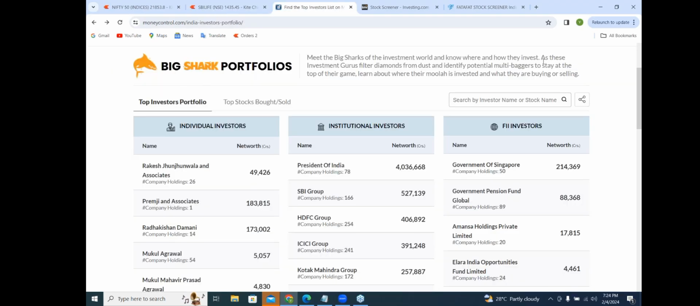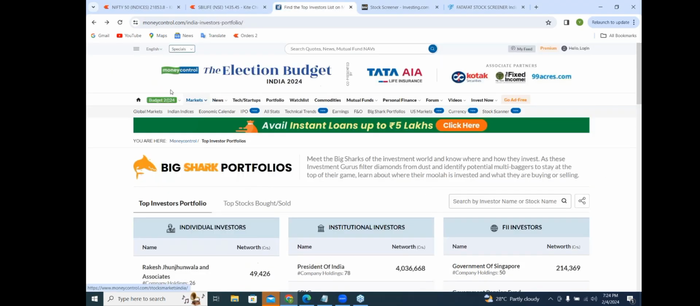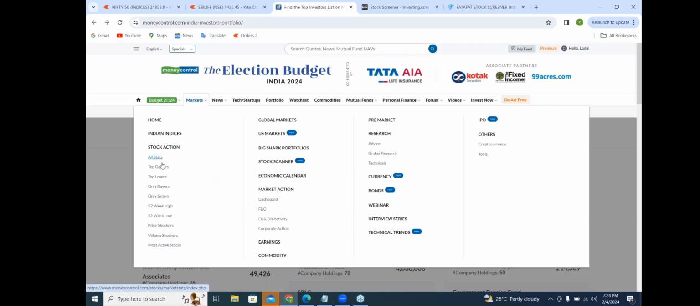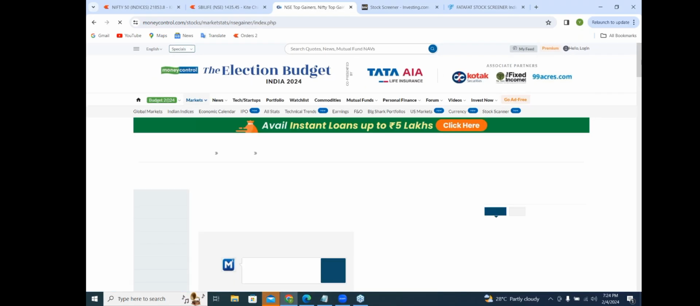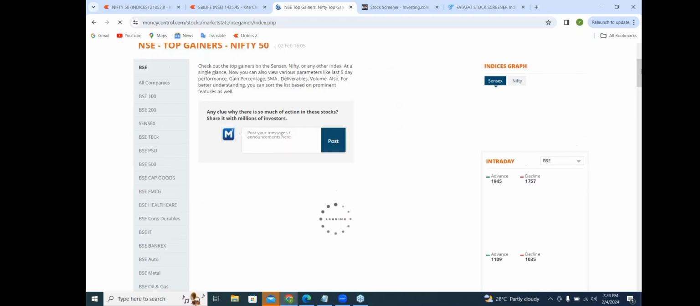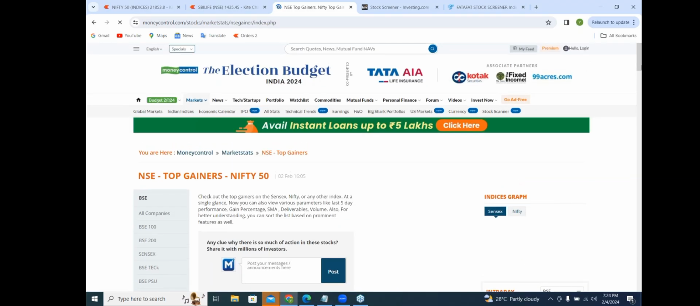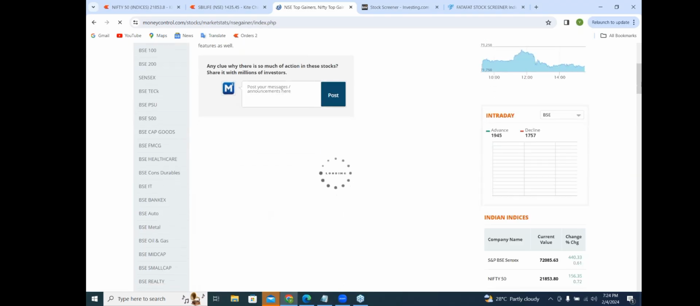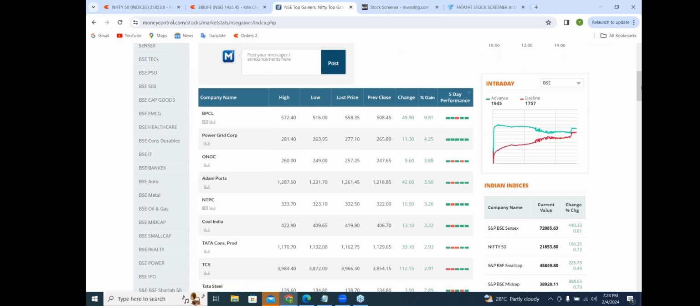And one more important thing is that even top gainers at times will give you a hint that these stocks might go up. So just go to top gainers. Obviously, trending stocks only will be a top gainer, yes or no? Whatever stocks that you pick for intraday, the same stock can be checked for swing as well, BPCL.